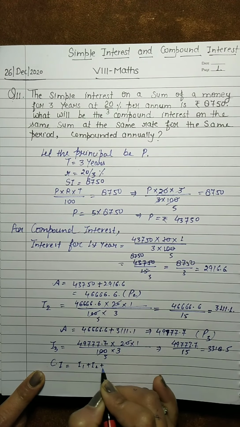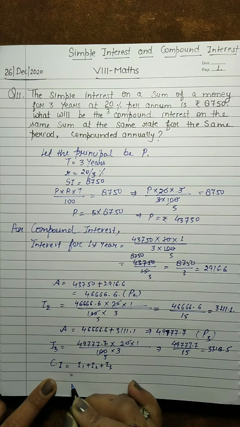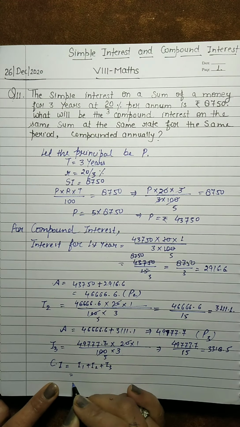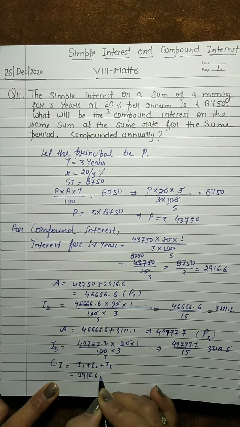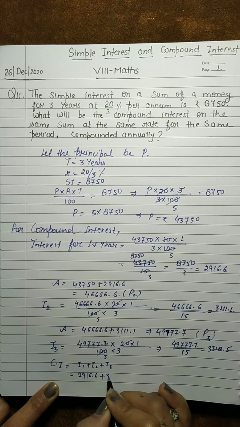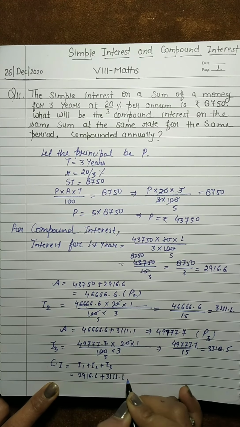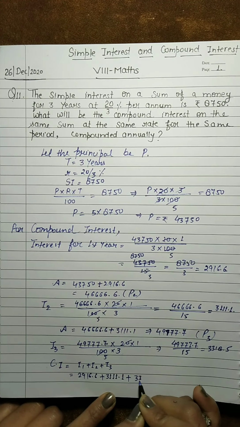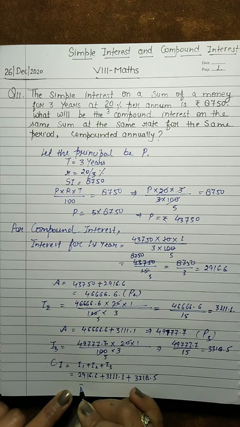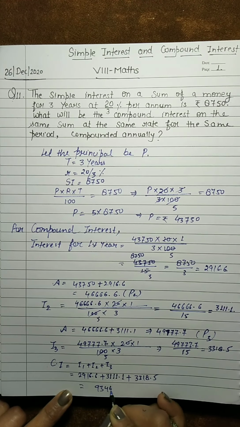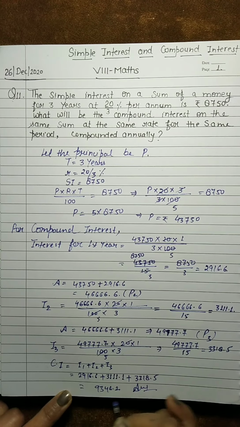So students, now the compound interest, that will be interest for 1 year, 2 year and third year. Okay, so 1 year interest kya hai students, that is 2916.6, and second year ka interest that is 3111.1, and third year ka interest that is 3318.5, so that will be 9346.2. So that is your answer. Okay.